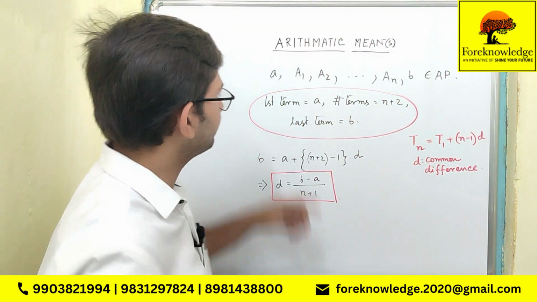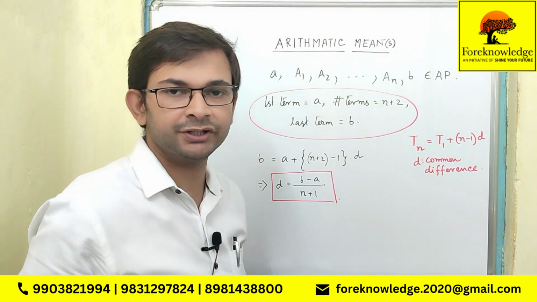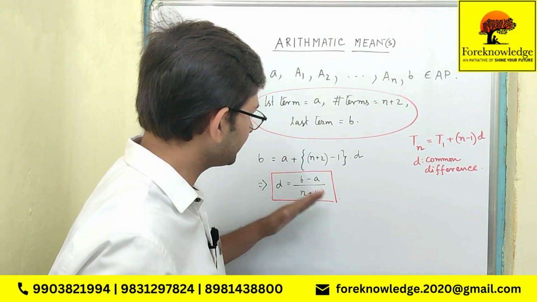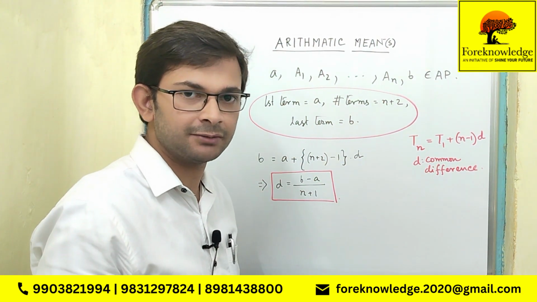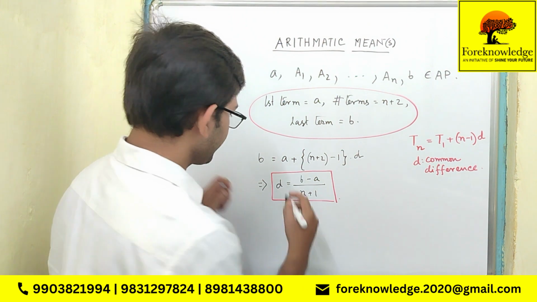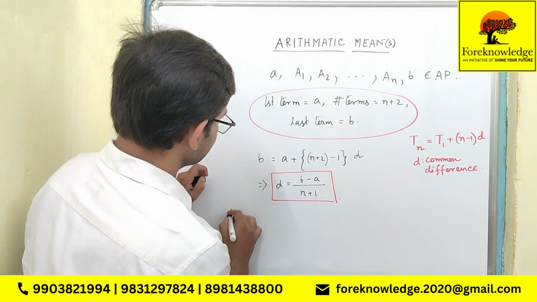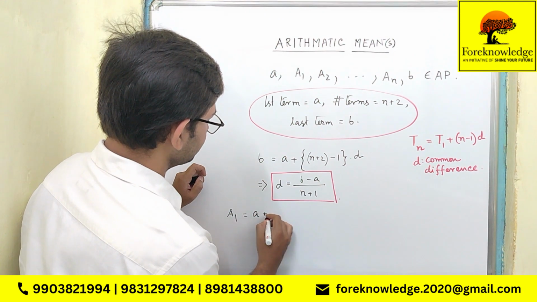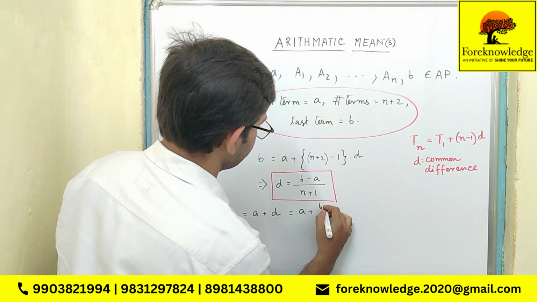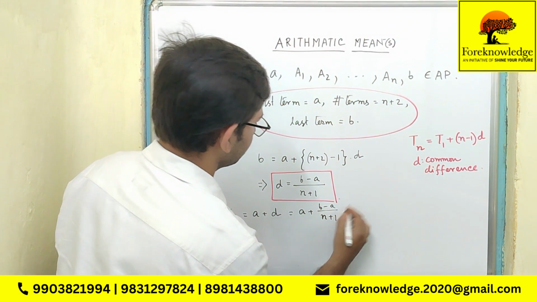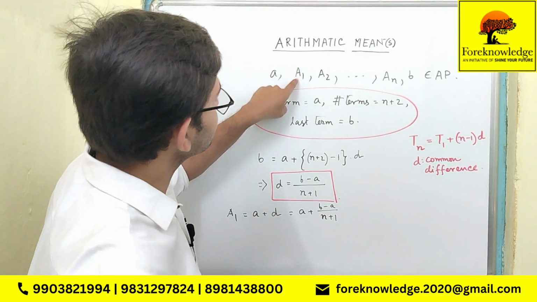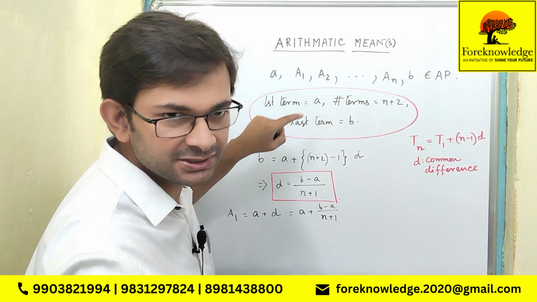Now we have the first term and we have the common difference. What else do we need? Just add the common difference to the previous term one by one and get the succeeding terms. So A1 is the second term of the AP. A1 is nothing but A plus D, that is A plus B minus A by n plus 1. This is A1. What is A2? A2 is the third term. That means A1 plus D will give A2.